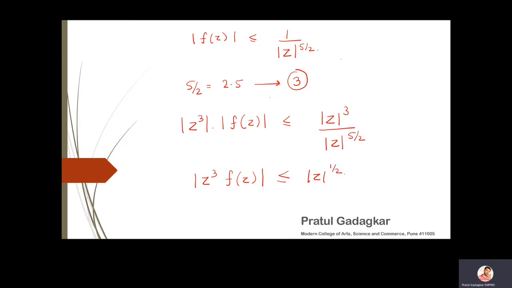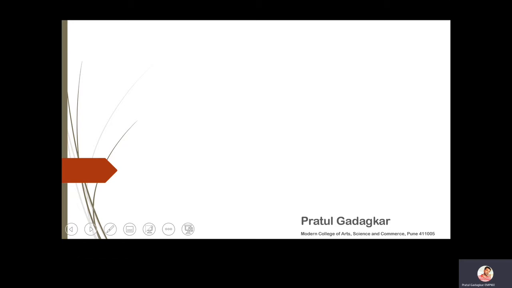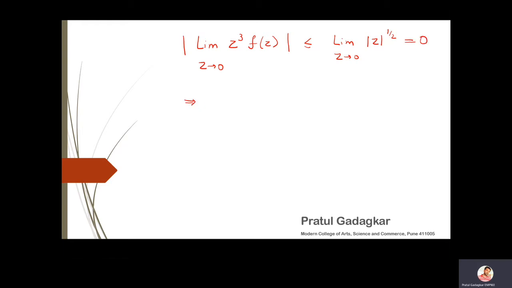Okay, so now if I take the limit on both the sides, what will happen? So when I take the limit of mod z cube f z, that limit will become less than or equal to the limit of mod z raised to half, and this limit is z tending to 0. What is this right hand side limit? The right hand side limit is 0. So this will become less than or equal to 0, but modulus is always greater than or equal to 0. So this will mean that the limit of z cube f z will become 0.